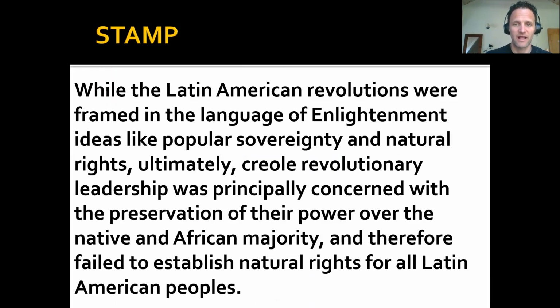So here's our stamp for the Latin American revolutions. They were framed by the language of the Enlightenment, like popular sovereignty and natural rights. But ultimately, Creole revolutionary leadership was principally concerned with the preservation of their power over the native and African majority. Therefore, they failed to establish natural rights for all Latin American people. So it's a very limited revolution.